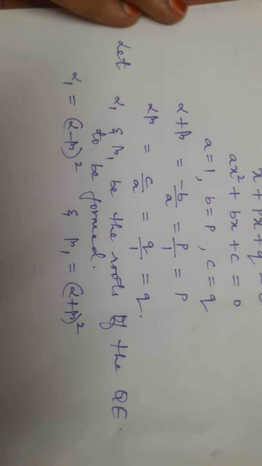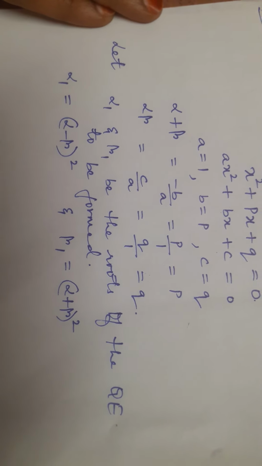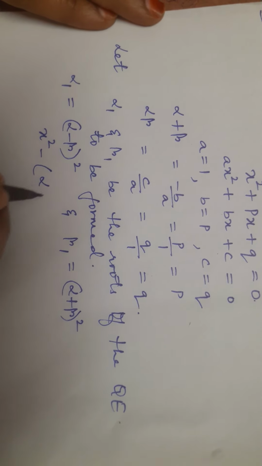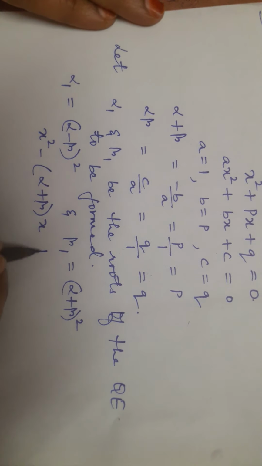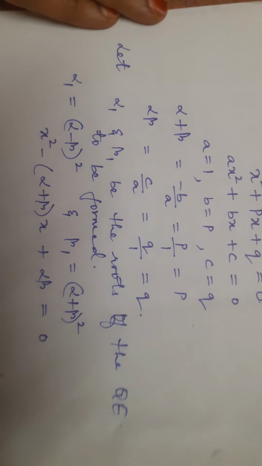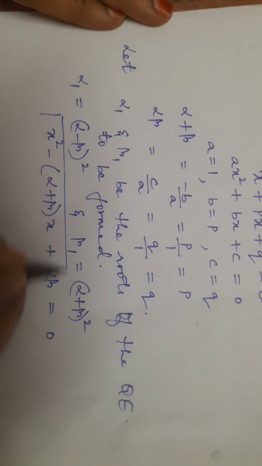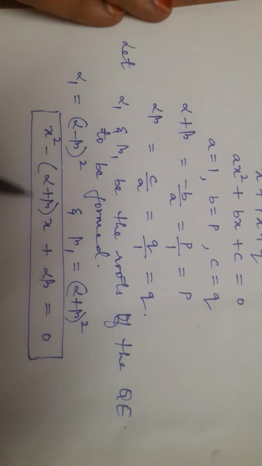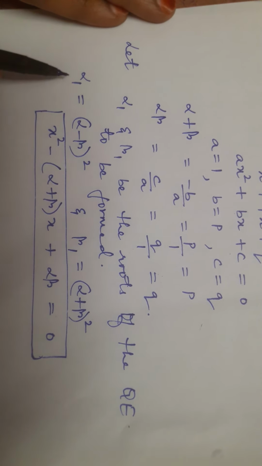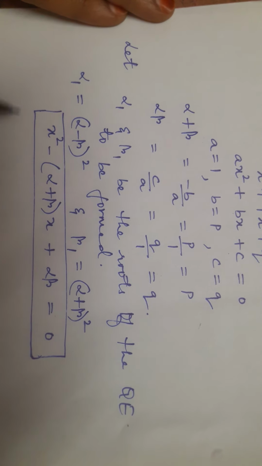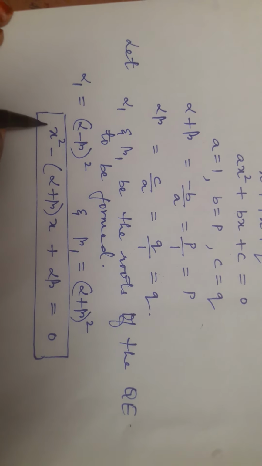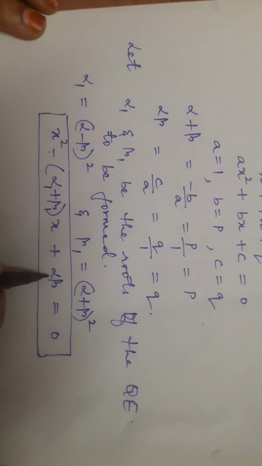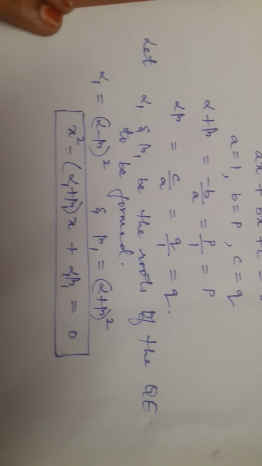Now to form a quadratic equation when roots are given, the standard form is x square minus of alpha plus beta into x plus alpha into beta equal to 0. This is the standard form for forming the quadratic equation given roots are alpha and beta. Now we have taken our roots as alpha 1 and beta 1. So the equation to be formed is x square minus of alpha 1 plus beta 1 into x plus alpha 1 into beta 1 equal to 0.